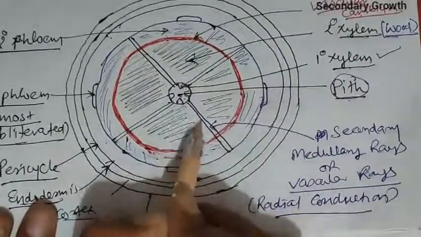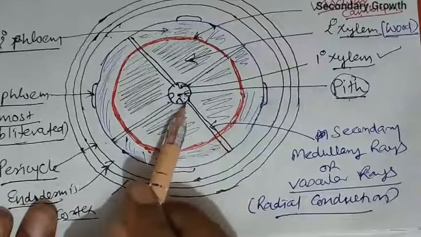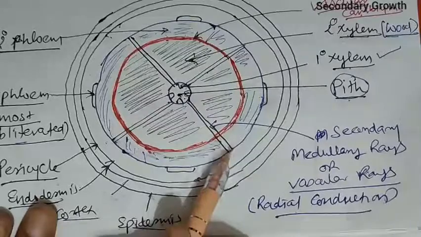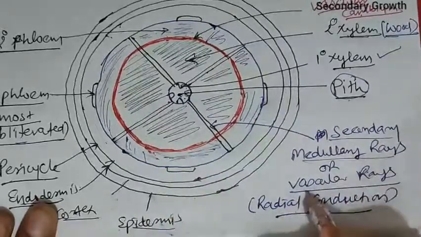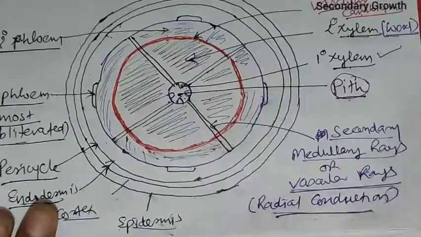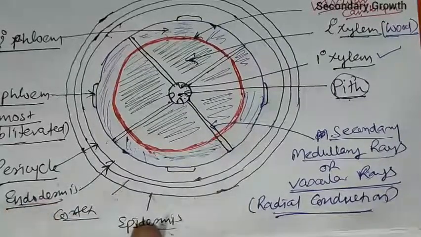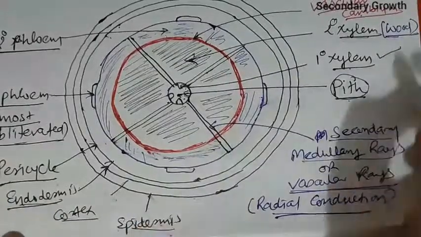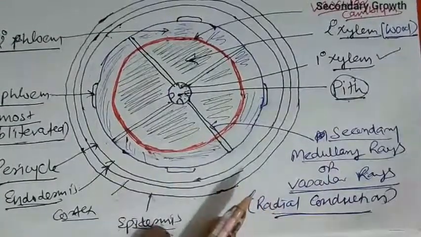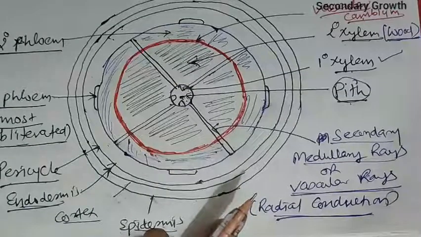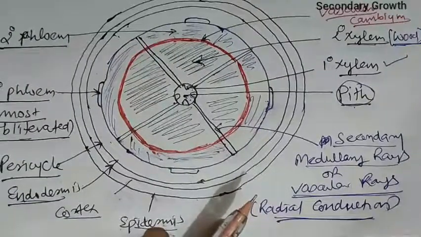So you can see here the secondary xylem formation is more. Now you can see some lines traveling from the secondary xylem to the secondary phloem. These are known as secondary medullary rays or vascular rays, and their function is to carry out radial conduction of food. So this is how the activity happens. Now secondary xylem formation is more, and secondary xylem is wood. If wood formation occurs, then obviously transverse growth will happen, and the thickness and girth of the plant or plant part will increase.